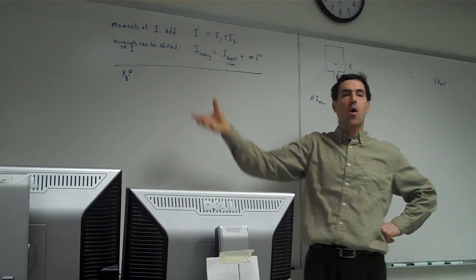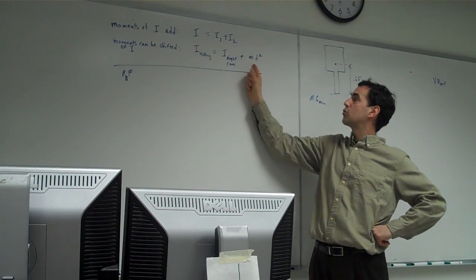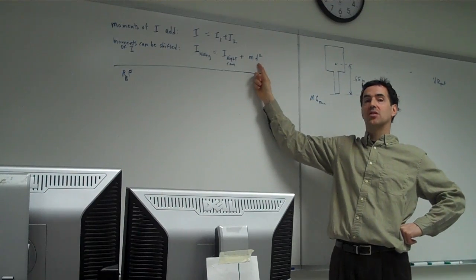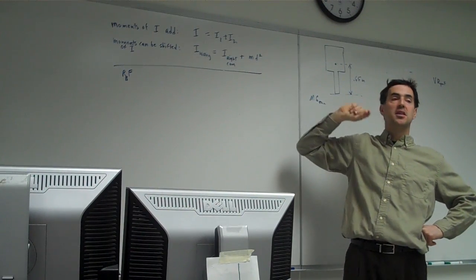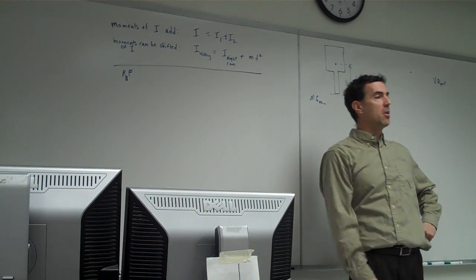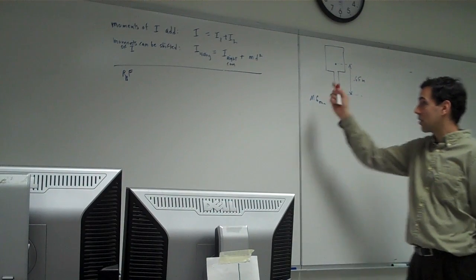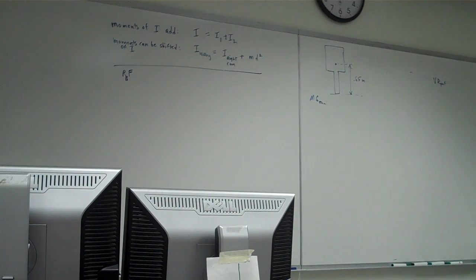So if you can get the I wrong quickly, maybe you can just take the I wrong and subtract the mass times the distance squared. And that distance would be the distance between the center of mass to wherever you calculated the incorrect moment of inertia about. So for example, we're going to use this, or I'll let you use it in a moment. I'm just going to outline the process.